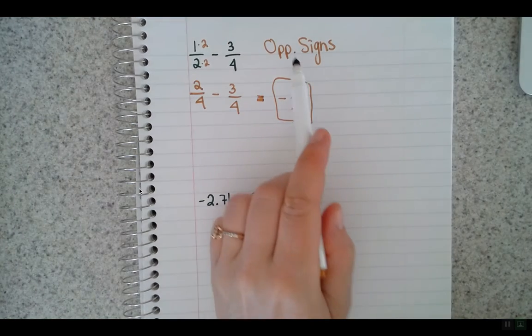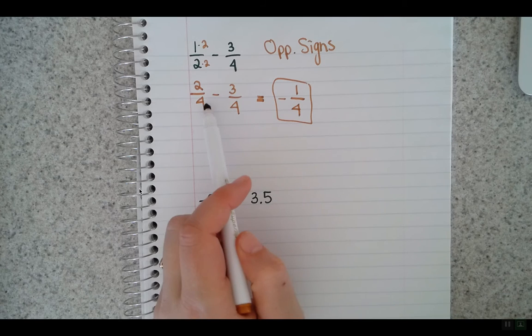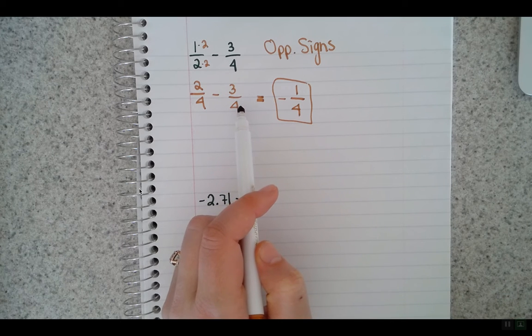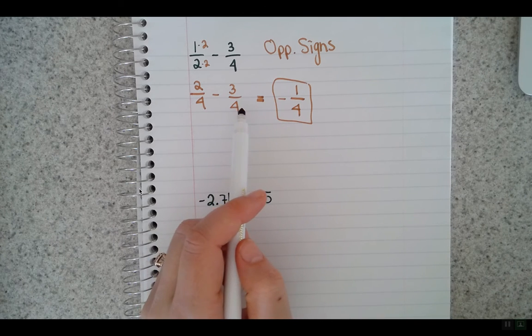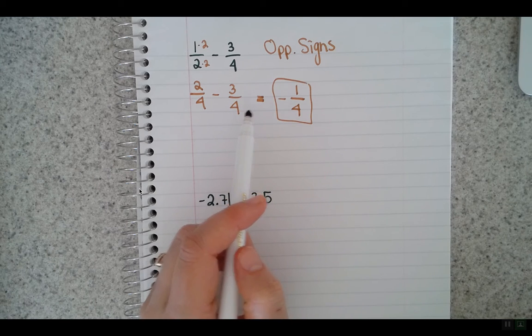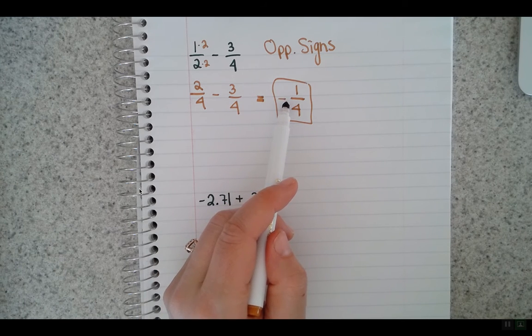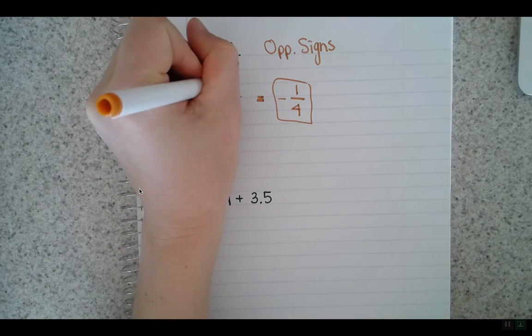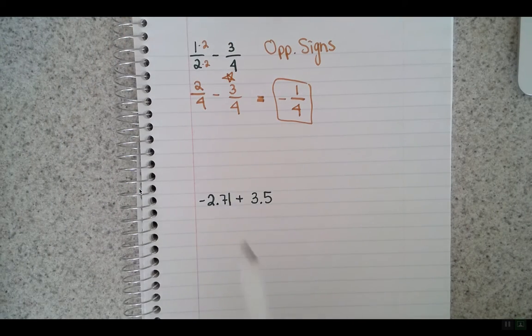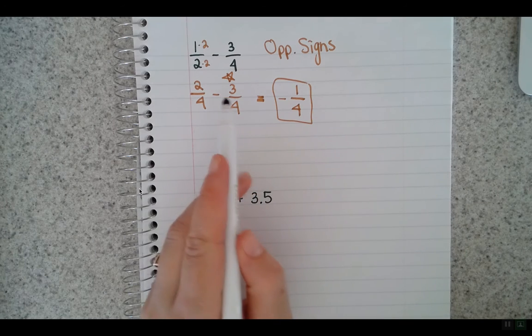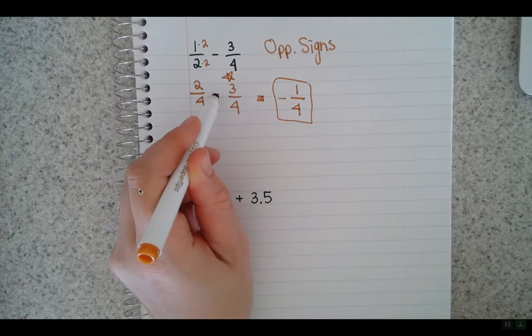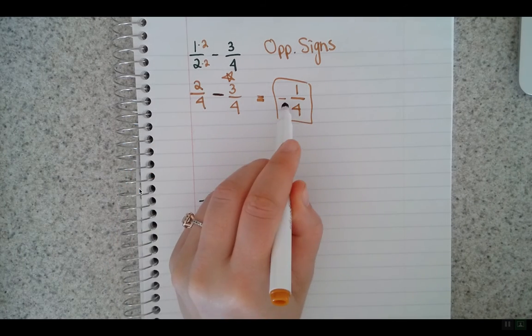Opposite signs subtract. Okay, but you need a common denominator before you can subtract two fractions. And you always keep the sign in front of the larger fraction. Now, obviously, 3/4 is larger than 2/4, and 3/4 has a negative in front of it. So my final answer should be negative.